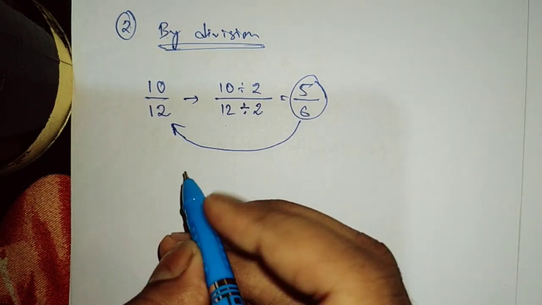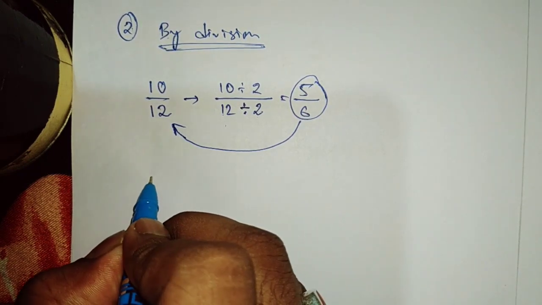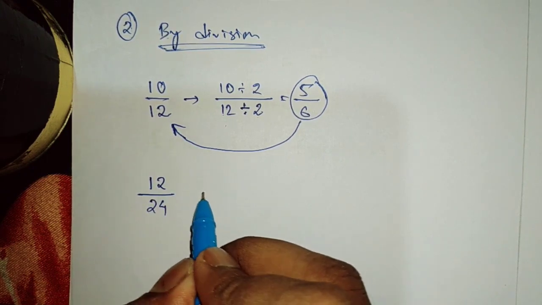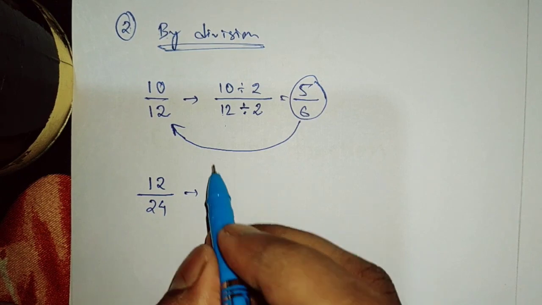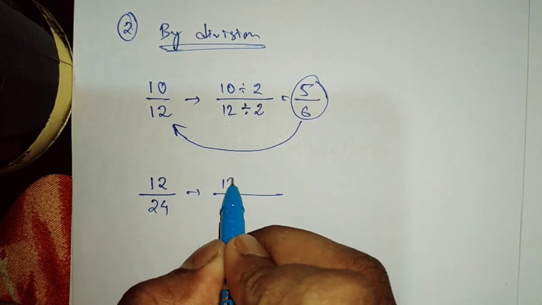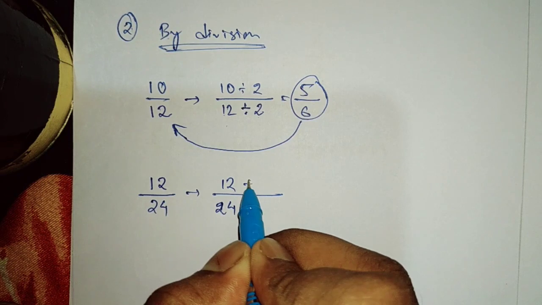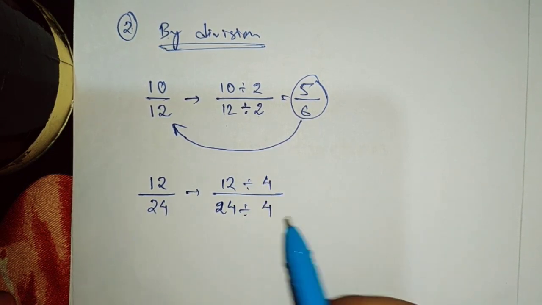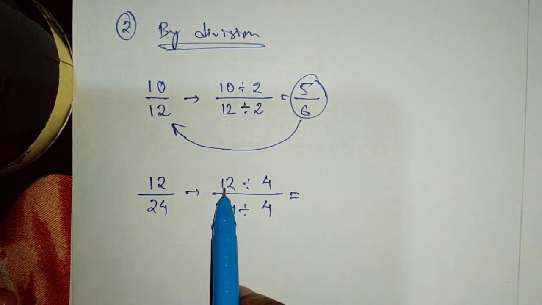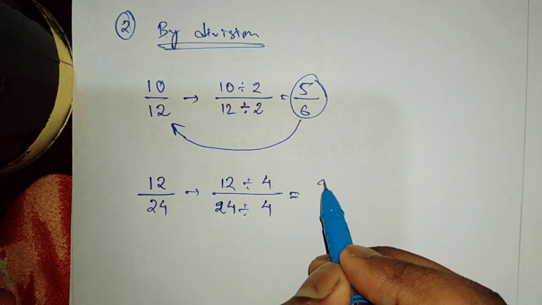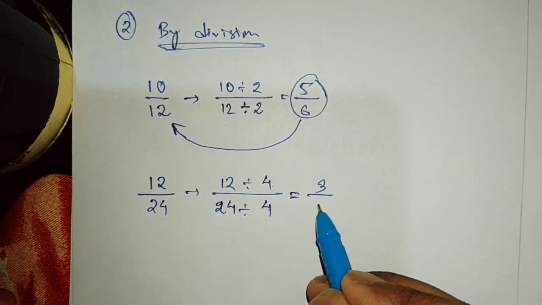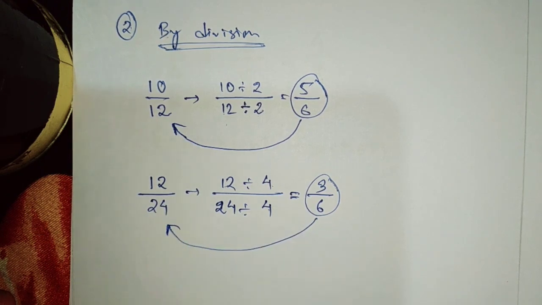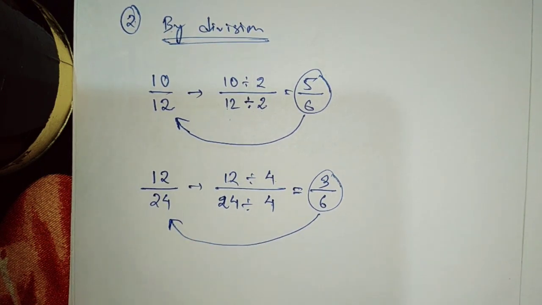Similarly, if we take another number, say 12 by 24. How to find an equivalent fraction by division? Suppose we divide 12 and 24 both by 4. 12 divided by 4 will be 3, because 4 3s are 12, and 24 divided by 4 will be 6, because 4 6s are 24. So 3 by 6 is an equivalent fraction of 12 by 24.